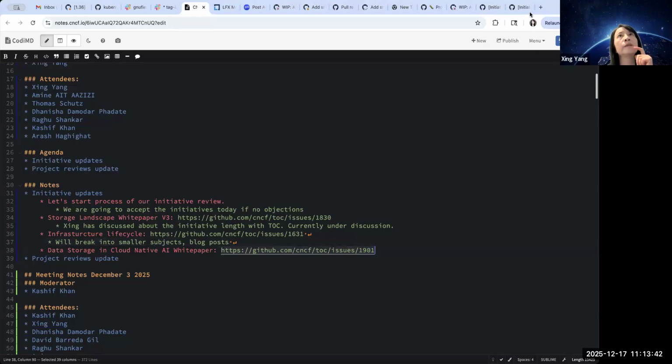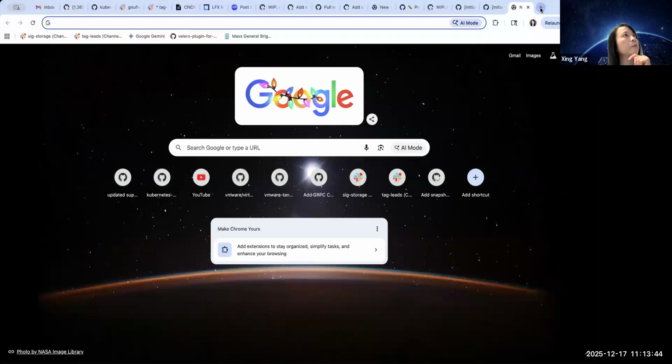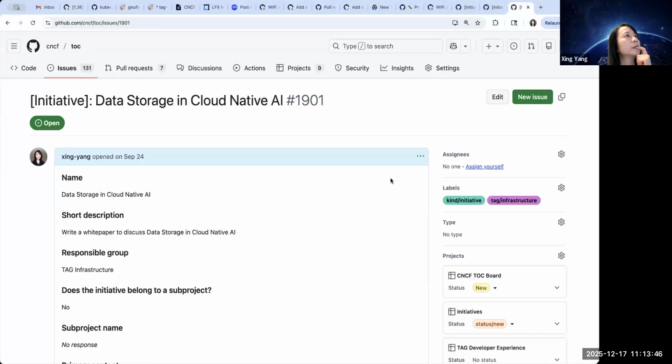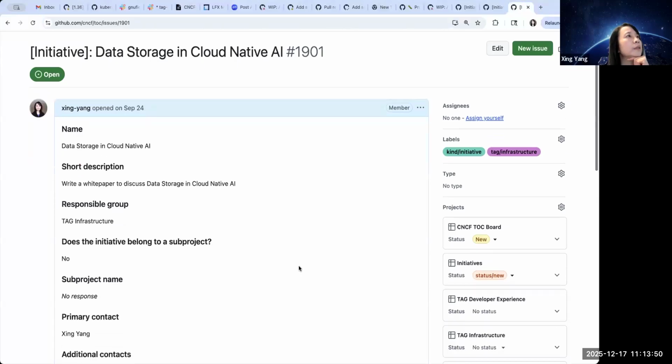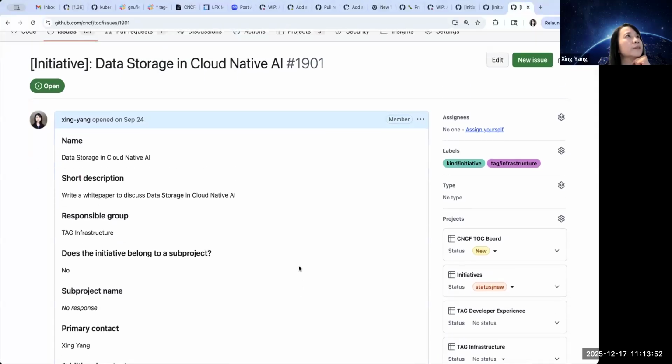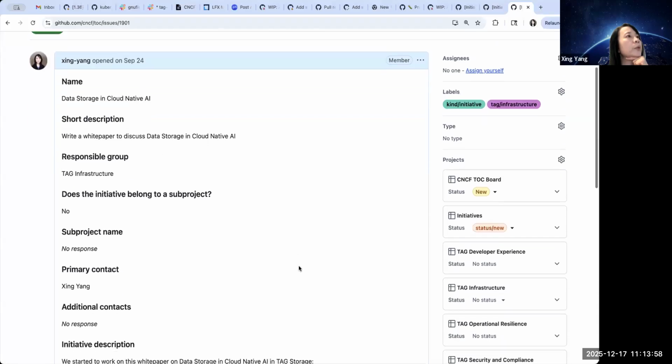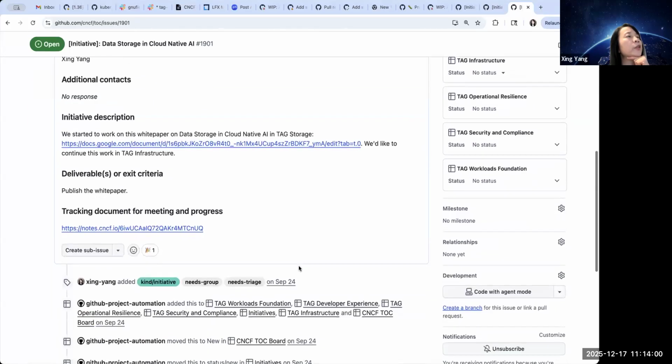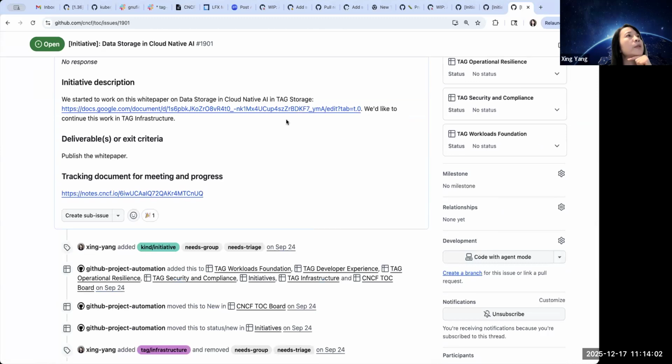And then the third one is, yeah, data searching cognitive AI. So this is also something that we started back in text storage. So now we just continue. I think there is a work in progress paper here.